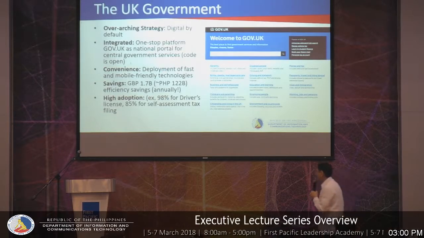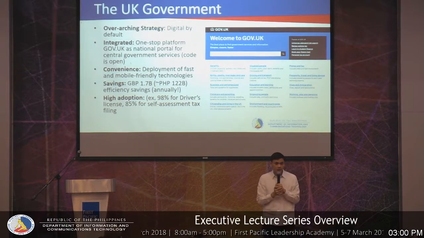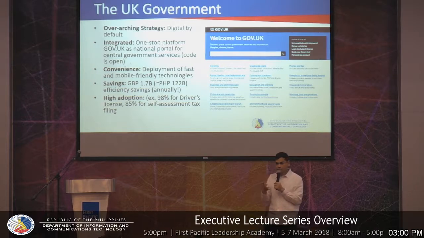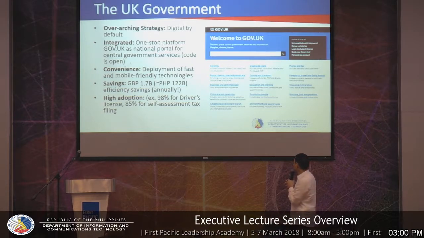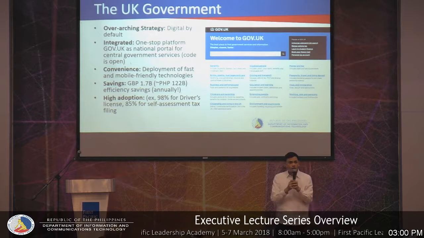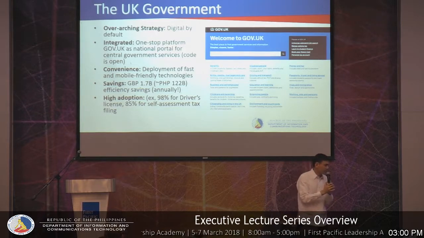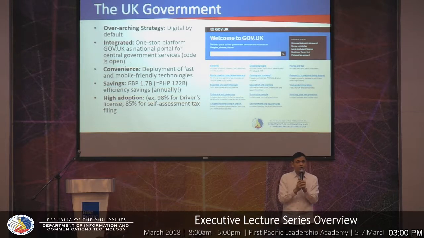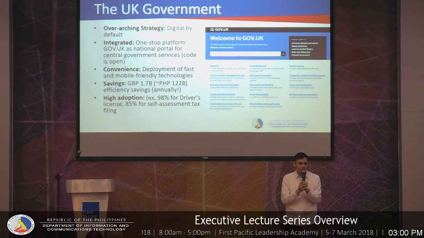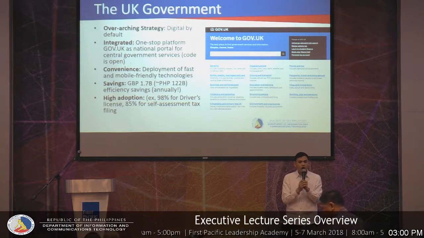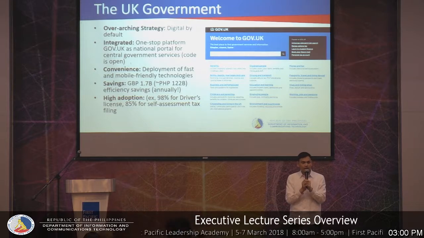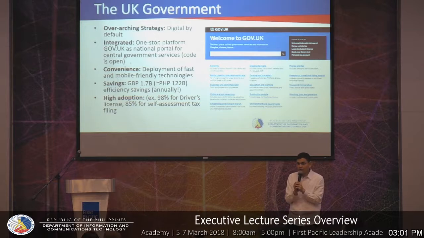Number 1, UK government is number 1 today in the world in as far as the United Nations EGDI survey is concerned. What did they do? Their overarching strategy is digital by default. Their OSI index is 100%. All the services that the government offers, they are all online. And not just that, they're all seemingly coming from just one government.